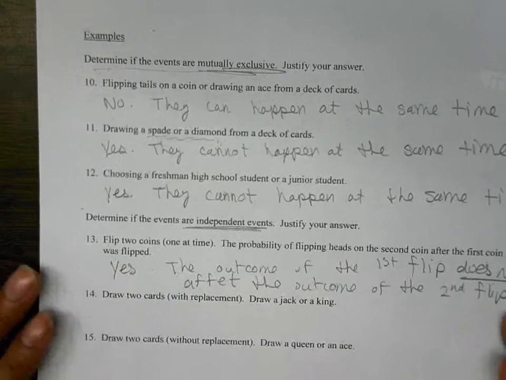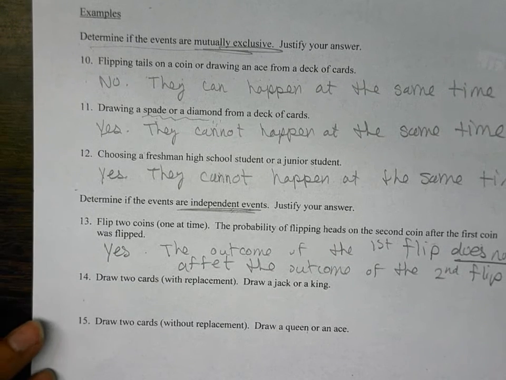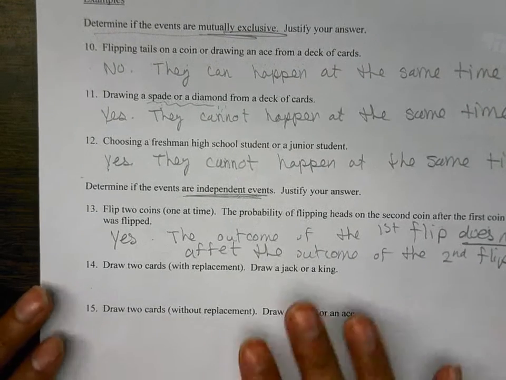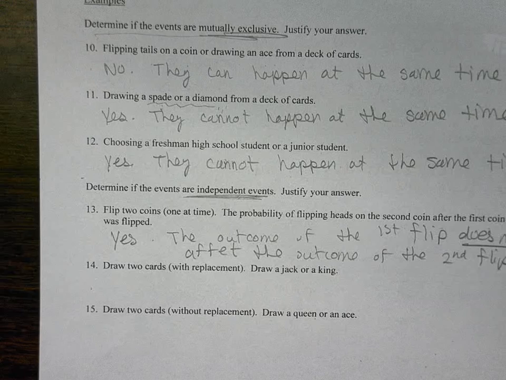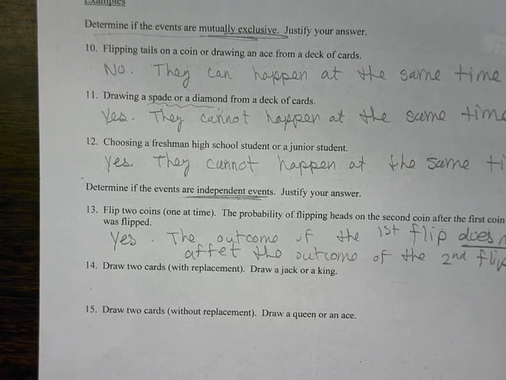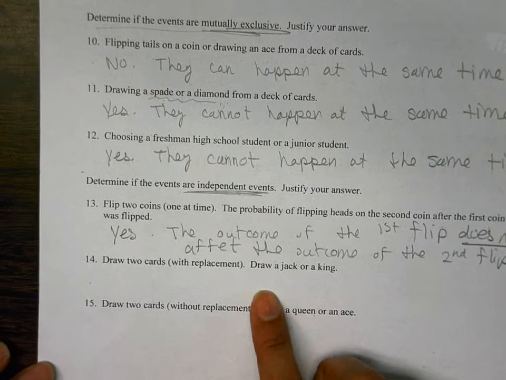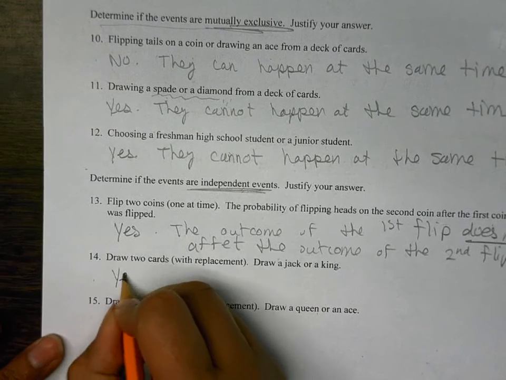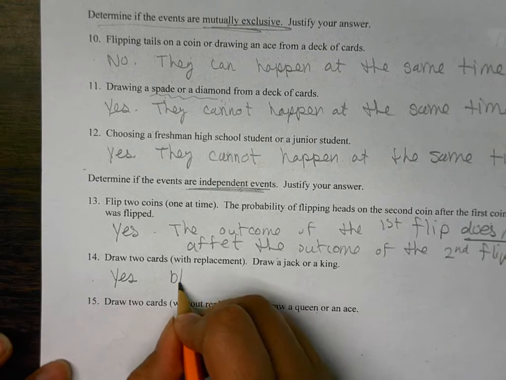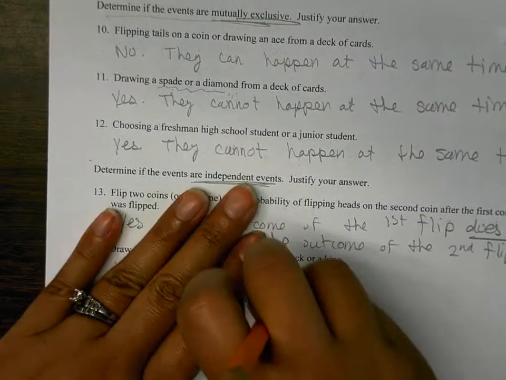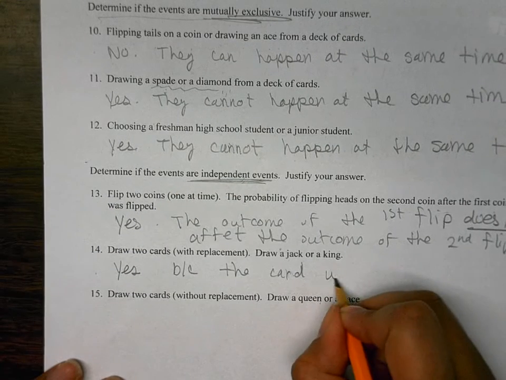Okay, you draw two cards with replacement. With replacement, you draw a jack or a king. Now, that means you take one card out, you put it back, you draw one card out, it's a jack. You put it back, and now you're going for a king. Does that first one have any impact on the second one? So are these independent? Yes, because the card was replaced.